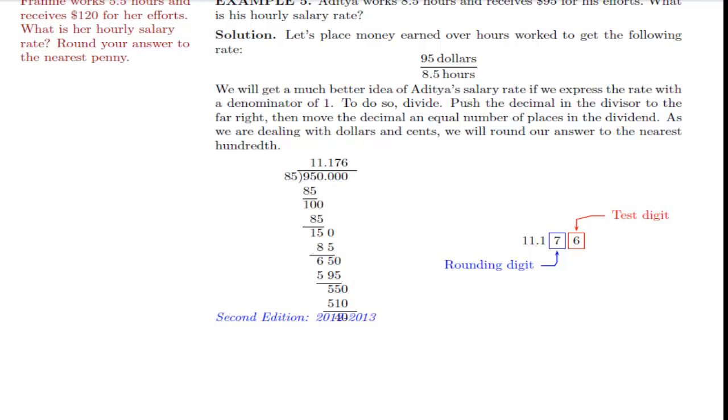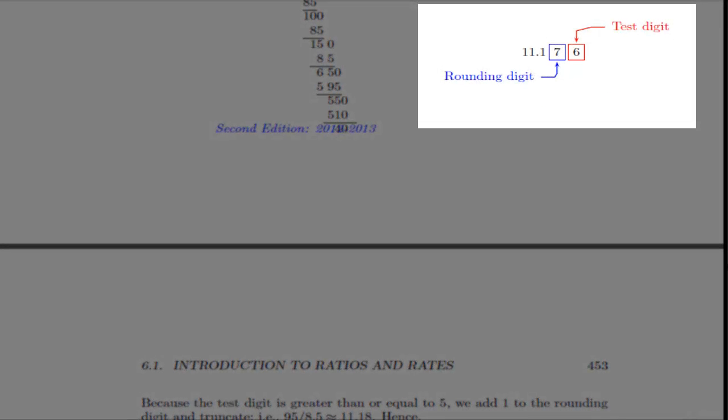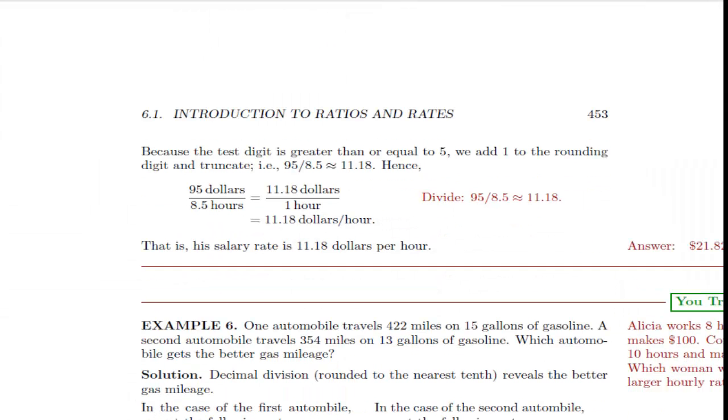So when we divide, we get 950 divided by 85 equals 11 and 176 thousandths. Rounding, because the test digit is greater than or equal to 5, the test digit is 6, we add 1 to the rounding digit, which is 7, and truncate. So 95 divided by 8.5 approximately equals 11 and 18 hundredths. Hence, $95 over 8.5 hours equals $11.18 over 1 hour, which equals $11.18 per hour. That is, the salary rate is $11.18 per hour.